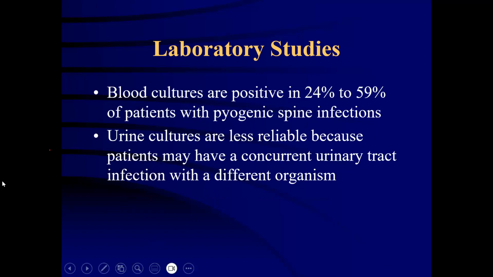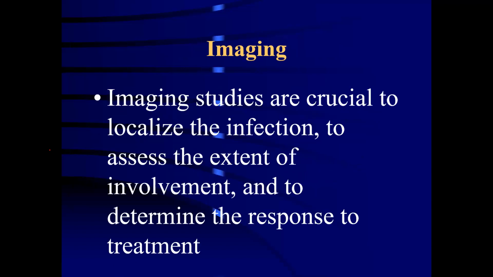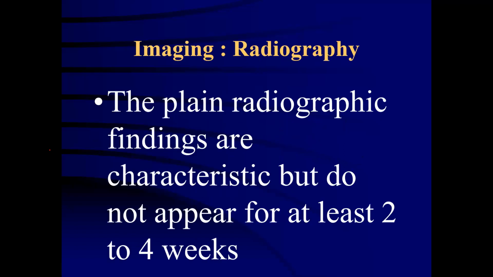Blood cultures are positive in 24 to 49% of patients with pyogenic spine infections. Urine cultures are less reliable because patients may have a concurrent urinary tract infection with a different organism. Imaging studies are crucial to localize the infection, to assess the extent of involvement, and determine response to treatment.